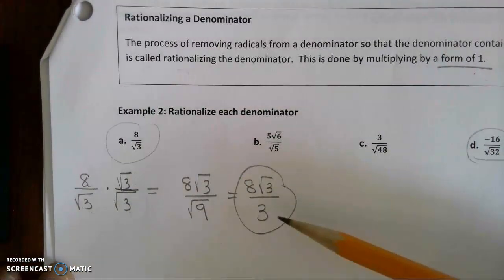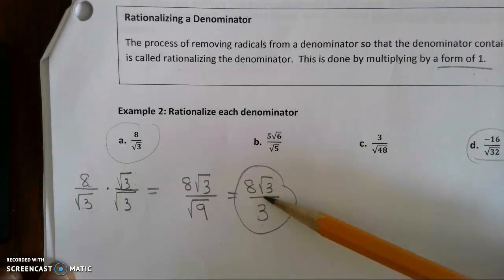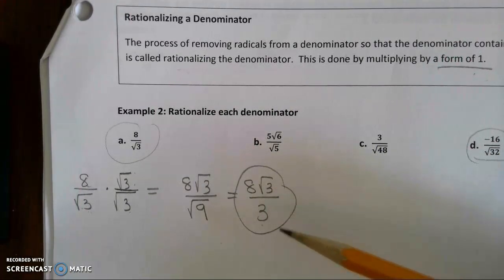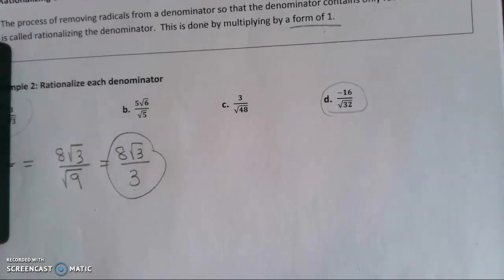Just a warning, you cannot cancel this 3 on the outside of the radical with the 3 inside the radical. You can only cancel if they're both outside the radical or both inside the radical. Now I'm going to go over to part D.